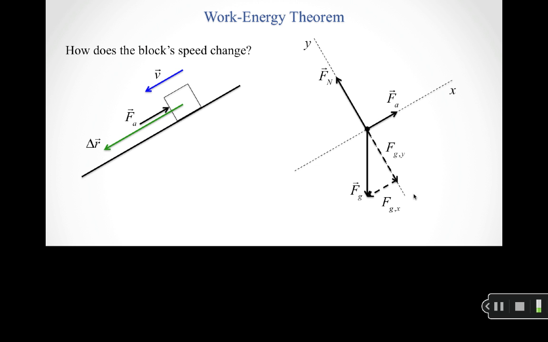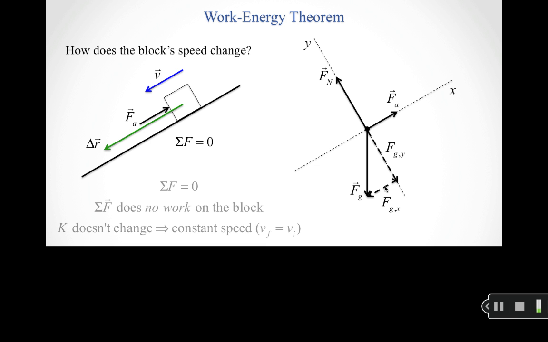If I pick exactly the right force so that the net force is 0, my applied force cancels out the component of gravity pulling the block down the incline. My net force being 0 tells me that 0 work is done on the block. So the net work is 0, which means the kinetic energy doesn't change, which means my block travels down at a constant speed. So notice I get exactly the same answer thinking about it in our Newton's second law way and thinking about it using the work-energy theorem.